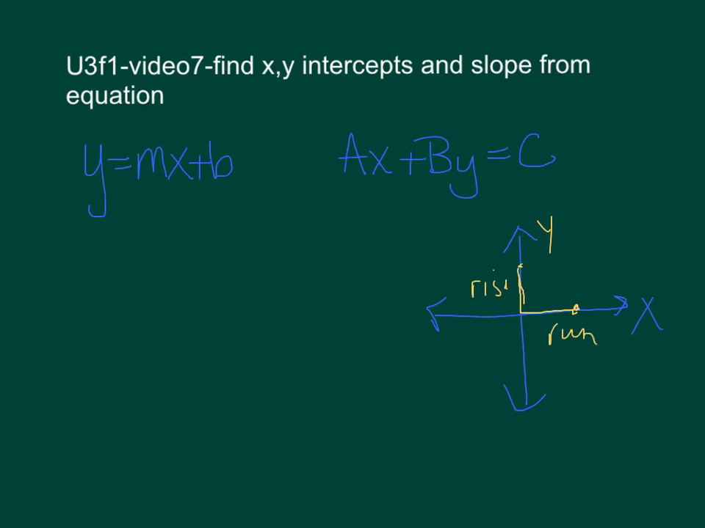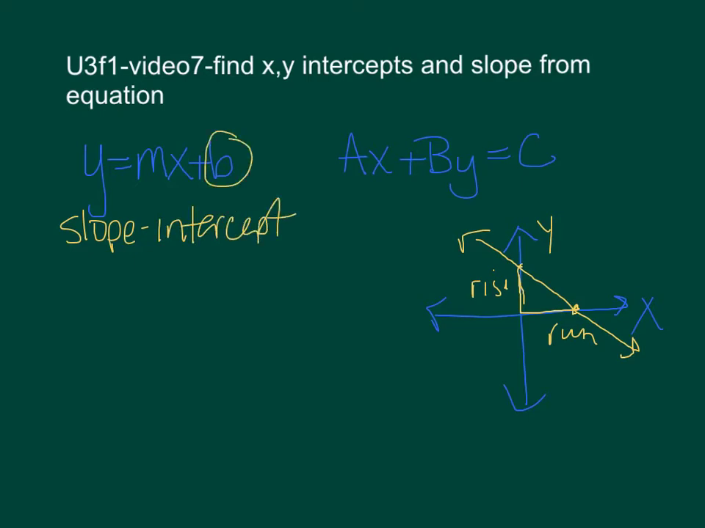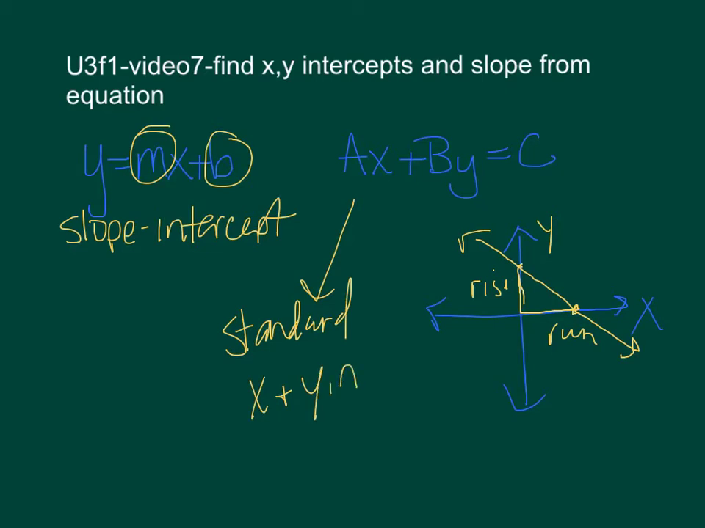Now, you can get that from a graph fairly quickly, but we don't always have graphs and we need to know how to get that information. Remember, this one right here is slope-intercept form, and it gives us the y-intercept, which is b, and it gives us the slope. This one's standard form. Standard form gives us our x and y intercepts.